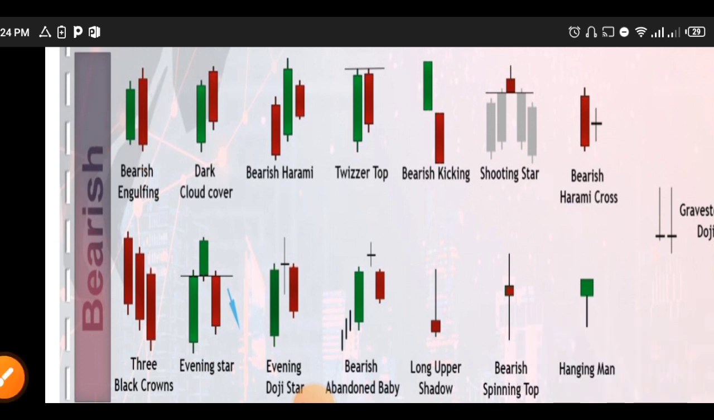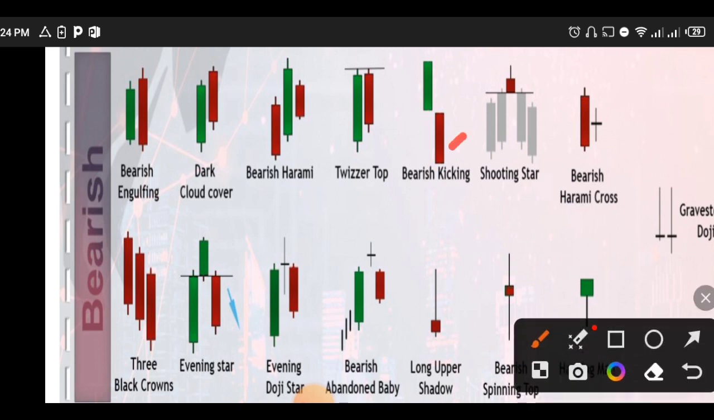So we have the same bearish engulfing. We have dark cloud cover, bearish harami. We have tweezer top. We have bearish kicking, but this time the last candle is red, and you are going to be selling. Tweezer top means equal top, it is not going to be tweezer bottom again because you are selling. So when you have an equal top and the next candle is red, boom, they will start selling. That is how the sell pattern works.